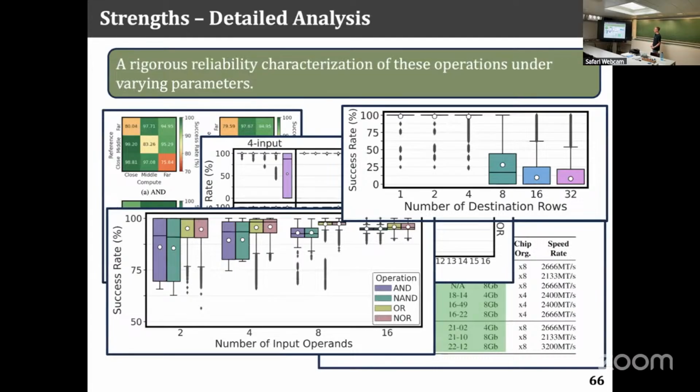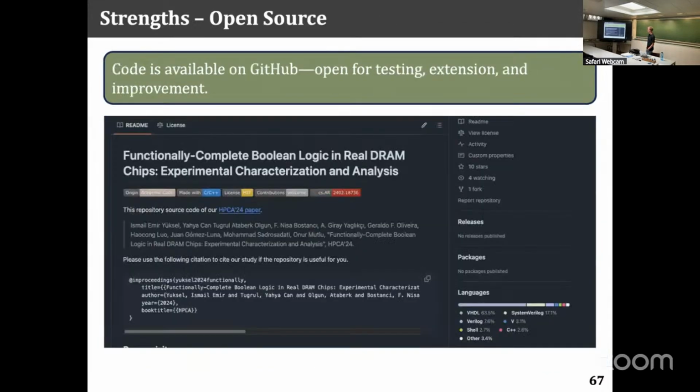Another strength is the very detailed analysis. Because the operations don't succeed at a 100% success rate, it's really important to study the factors impacting it. And I've shown you, for example, that the number of destination rows plays a role in the success rate, but also the temperature was tested, as well as different chip speed rates, do they affect it, and so on. And what I like the most is that they also included a lot of hypotheses, some of which I showed you, which explain why certain parameters play a role in the success rate. And the last strength I have here is that it's all open source. The DRAM vendor infrastructure is open source, all the analysis is open source. So it's a good start for further research.